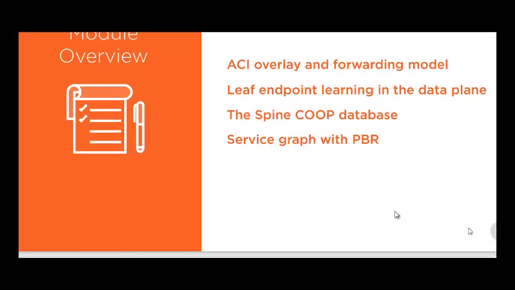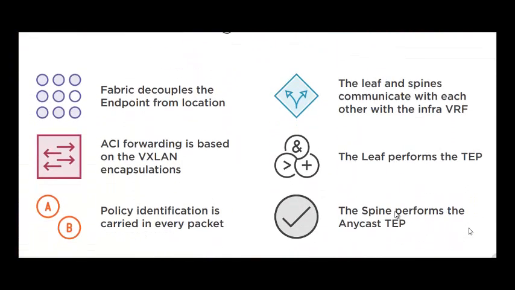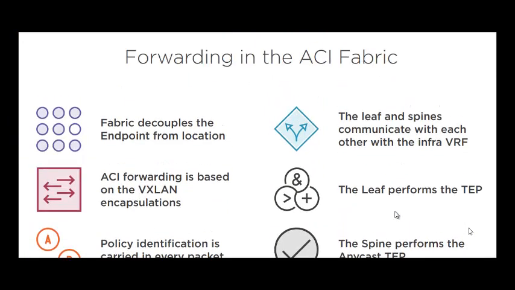Next, you see, these are all the things that happen while forwarding in the ACI fabric. Number one, ACI decouples the endpoint from the location. Meaning, devices are not immediately identified with the MAC address or the IP address. They are identified with the bridge domain, the endpoint group.